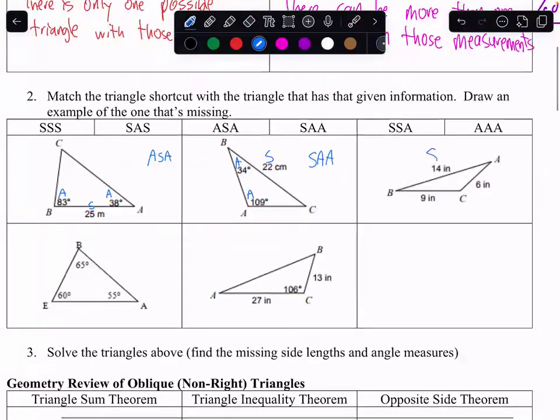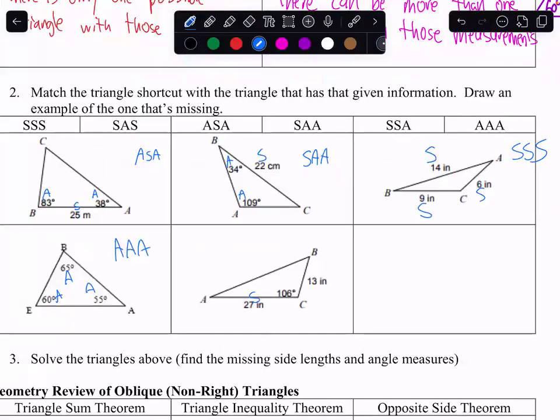Okay, so these are all sides, right? So SSS. These are all angles. So this would be AAA. And this one over here, you're given two sides and what we call the included angle. So this one's side angle side.